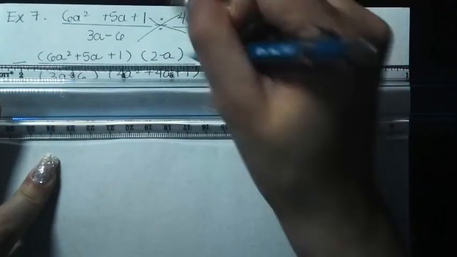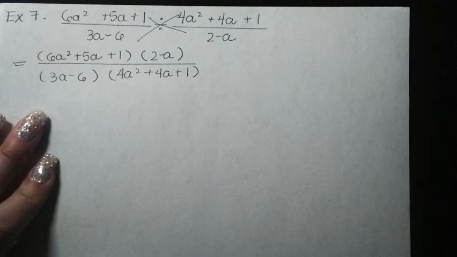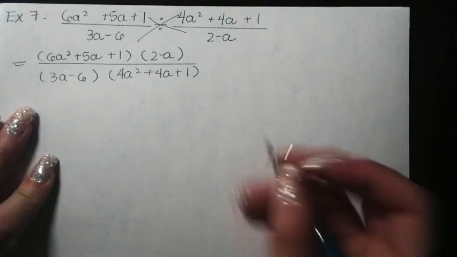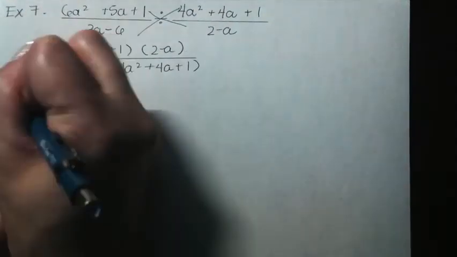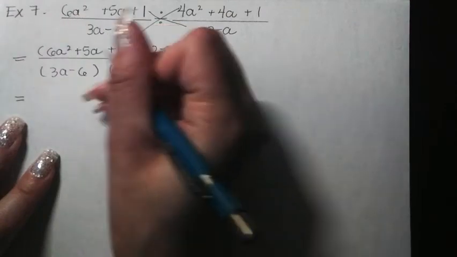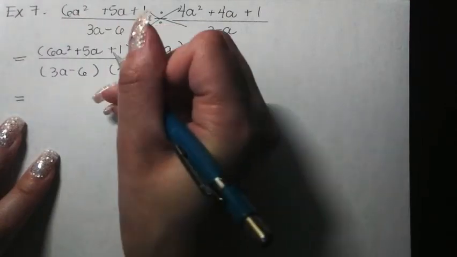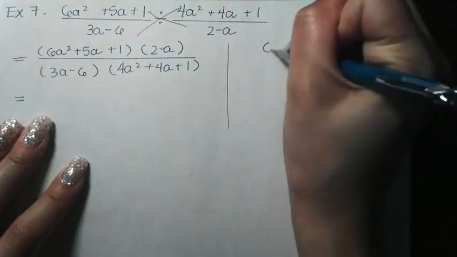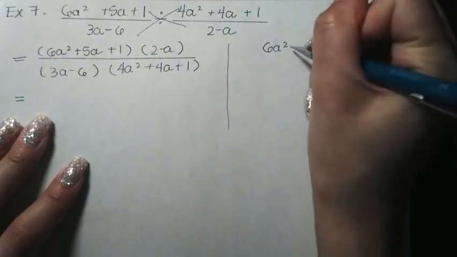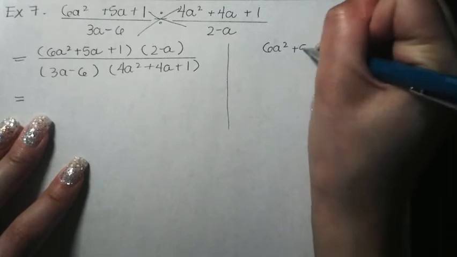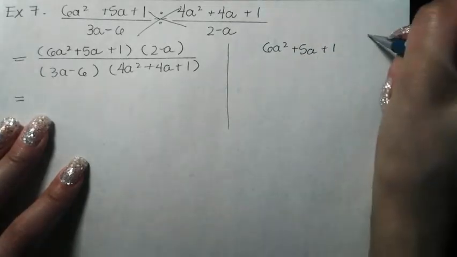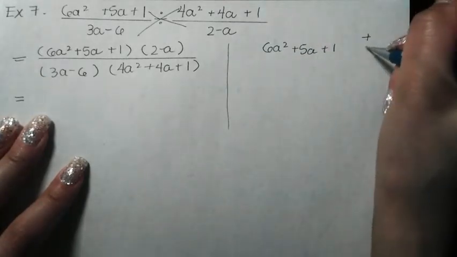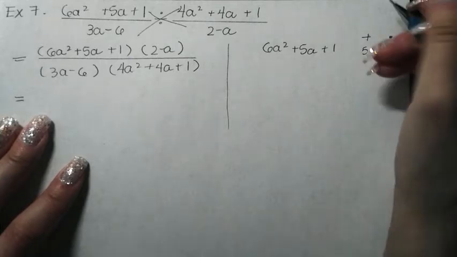Now what's the next step here? The next step, you want to factor everything. But the factoring of this one is not as user friendly. Why? Because I'm going to do a side note here: 6a squared plus 5a plus 1, two numbers that when you add them they give you 5, and when you multiply them they give you 6.